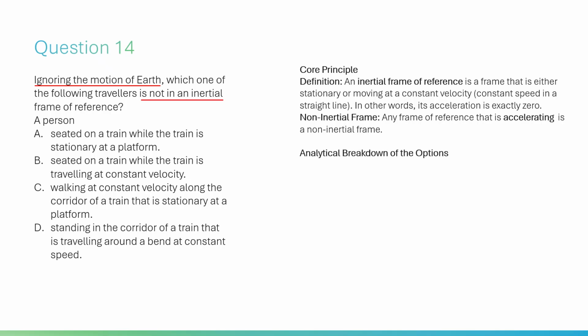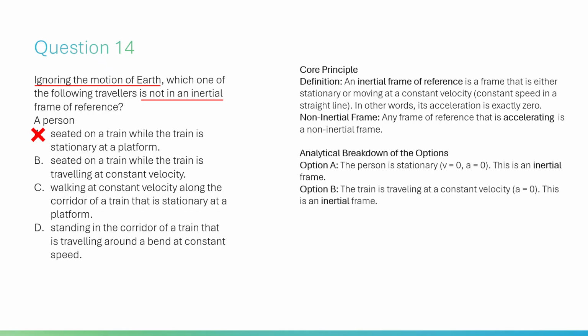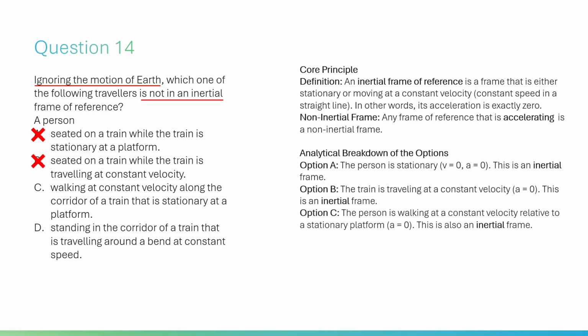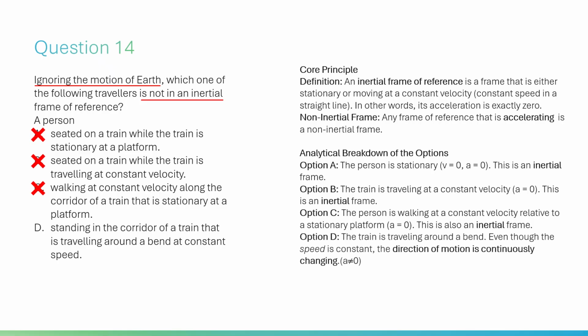Analytical breakdown of the options. Option A: the person is stationary, v equals 0, a equals 0. This is an inertial frame. Option B: the train is traveling at a constant velocity, a equals 0. This is an inertial frame. Option C: the person is walking at a constant velocity relative to a stationary platform, a equals 0. This is also an inertial frame. Option D: the train is traveling around a bend. Even though the speed is constant, the direction of motion is continuously changing.